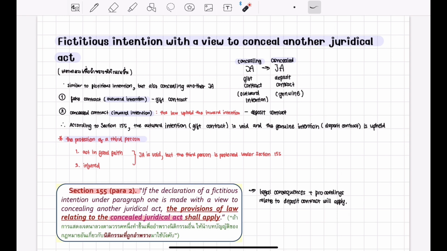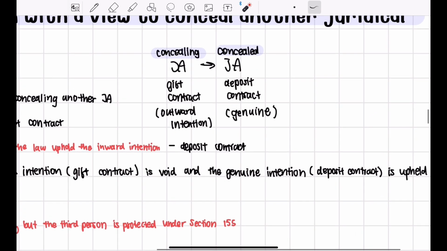Moving on to the next topic, which is fictitious intention with a view to conceal another juridical act. This one is similar to the second topic, fictitious intention, but this one is more focused on the fact that a declaration is made in order to specifically conceal another JA. So we have a little example here: we have two JAs, one is the concealing JA and one is the concealed JA. The concealing JA is the gift contract and the concealed JA is the deposit contract.